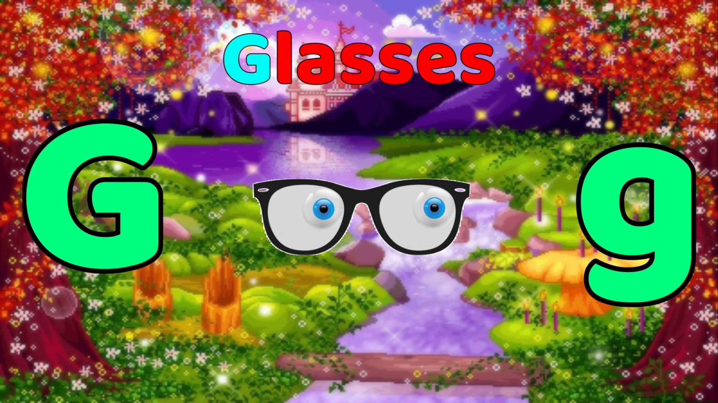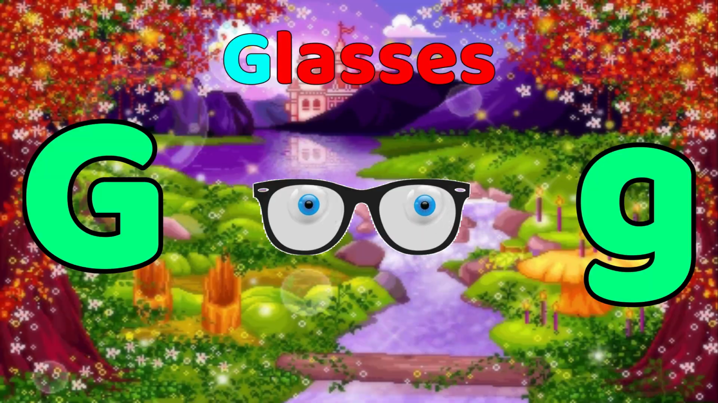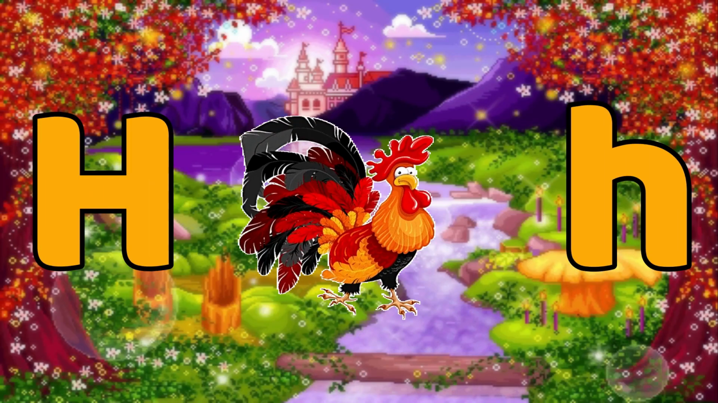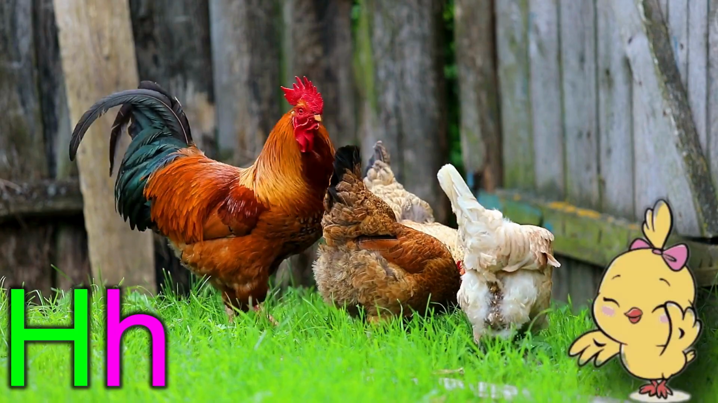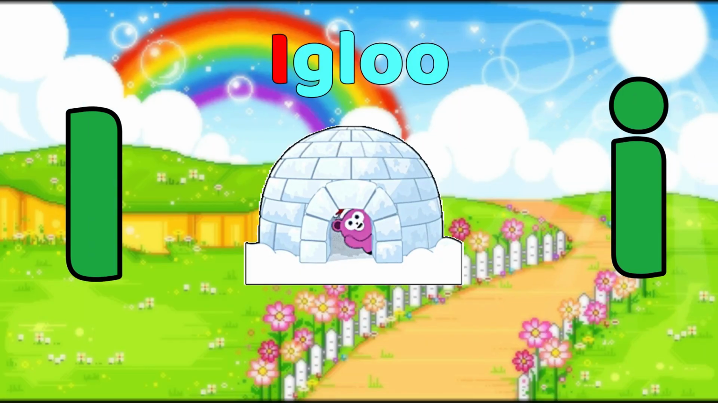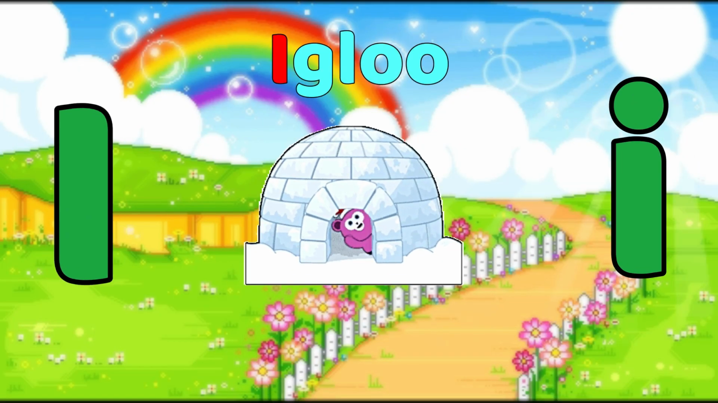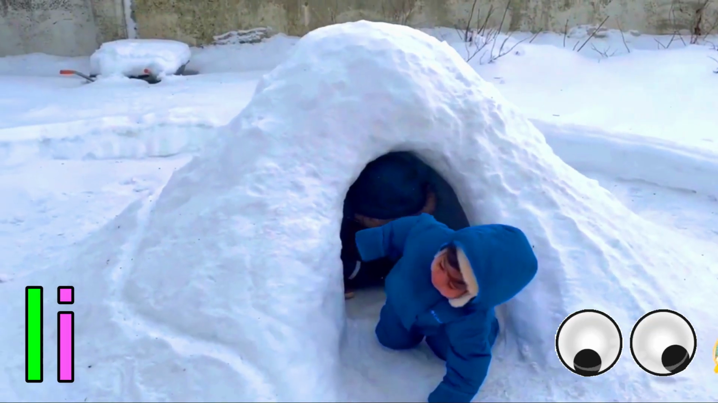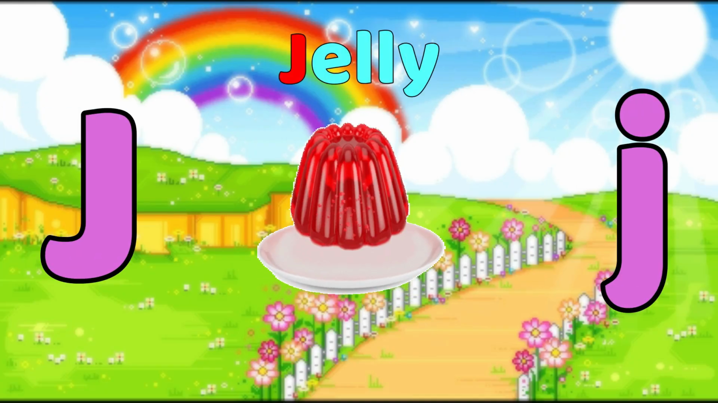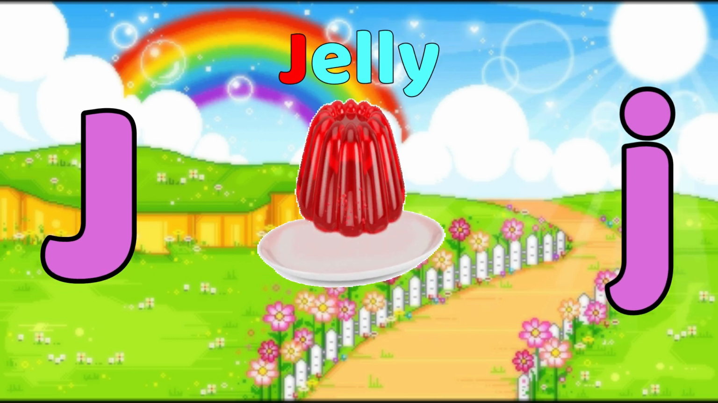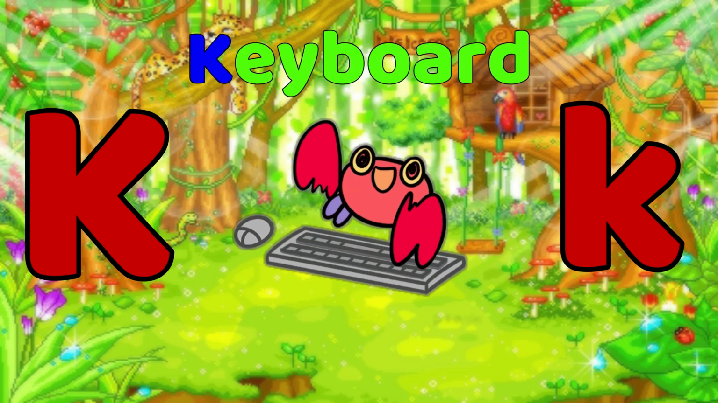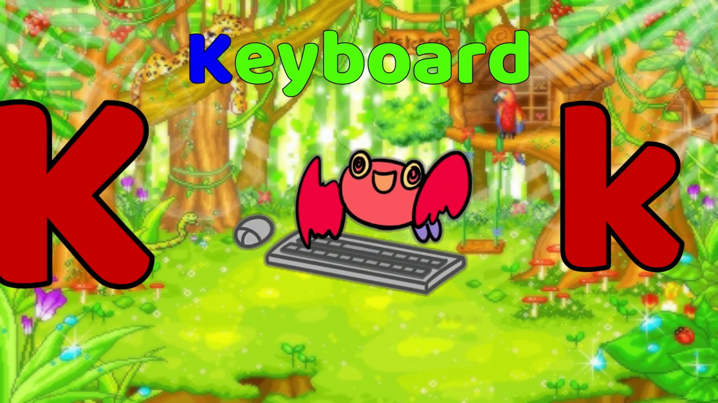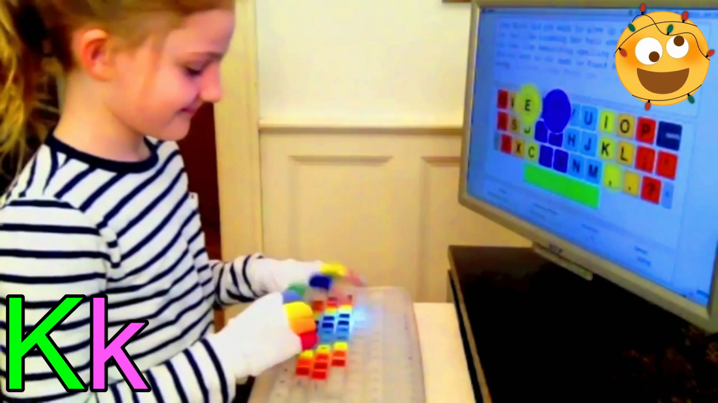Glasses, g, g, glasses. H is for hand, h, hand. I is for igloo, I, I, igloo. J is for jelly, j, j, jelly. K is for keyboard, k, k, keyboard.